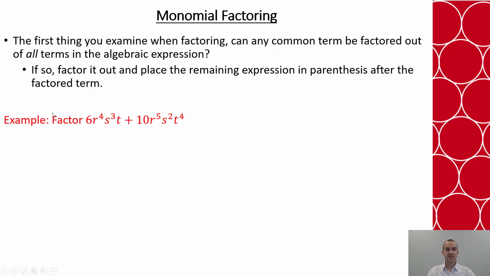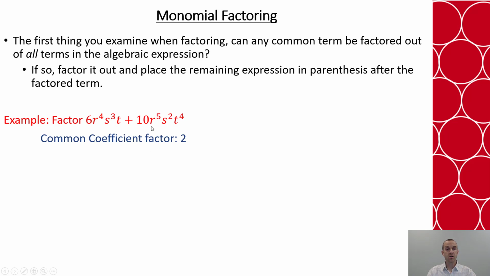So let's look at this expression. 6r to the 4th s cubed t plus 10r to the 5th s squared t to the 4th. So we first look at our coefficients and say, is there a common factor for 6 and 10? And I want the greatest one. So the greatest number that goes into both 6 and 10 is 2. So my common coefficient factor is 2.